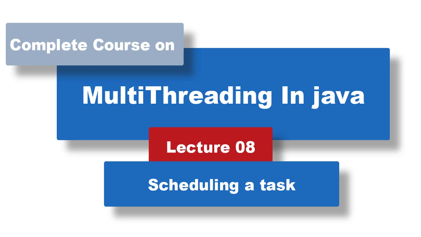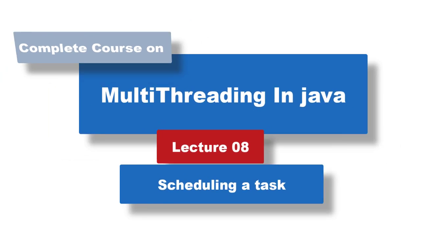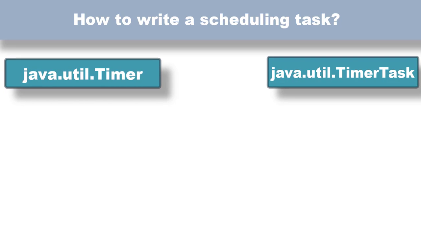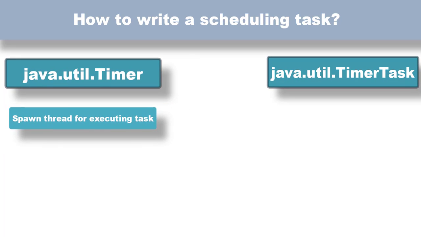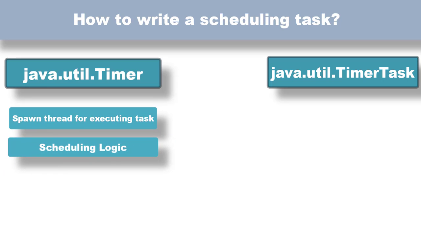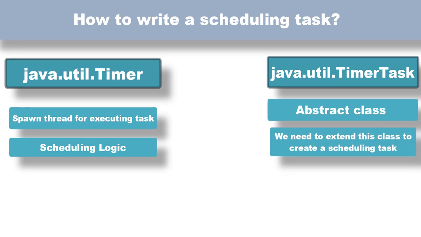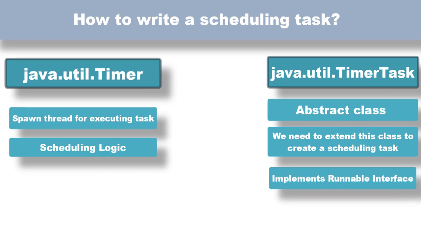In this lecture, we are going to learn about scheduling a task in Java, how we can write a scheduling task in Java. Java Thread API provides two classes, Timer class and TimerTask class. Timer class helps us in spawning threads for executing all the scheduling tasks, and also has the scheduling logic for the next task to run. Whereas TimerTask is an abstract class, we have to extend the TimerTask class when creating our scheduling task. It also implements the Runnable interface, which will allow us to override the run method in our task class. That's enough for the theory. Let's jump into the coding and understand more about it.